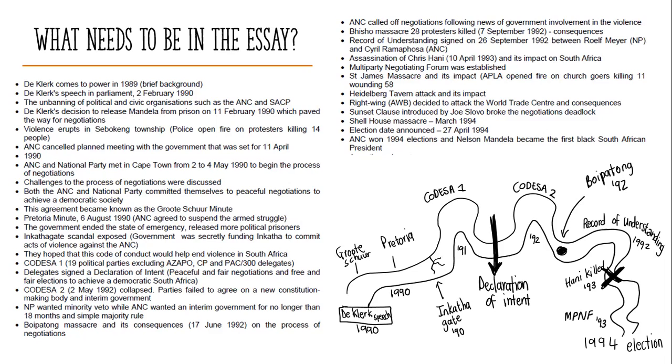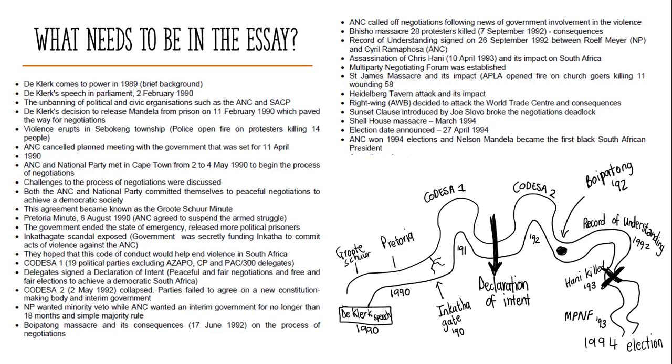And then after the Multi-Party Negotiating Forum, you also had the St. James massacre. I'll link you to a video by my friend Fiona, who was actually present at the St. James massacre. But basically, members of APLA stormed a church called St. James, and they threw grenades and shot machine guns and stuff into the church. They ended up killing a lot of white people and injuring a lot of white people, and that also became a roadblock to democracy. And then you have the Heidelberg Tavern attack, which I will admit I know absolutely nothing about, so I'm not going to go into that.